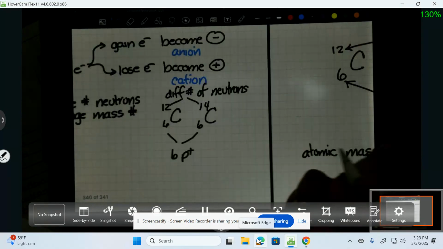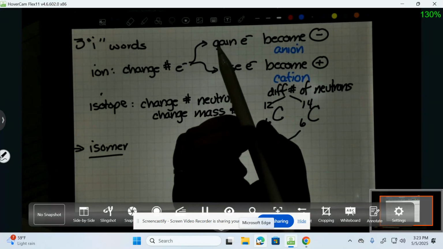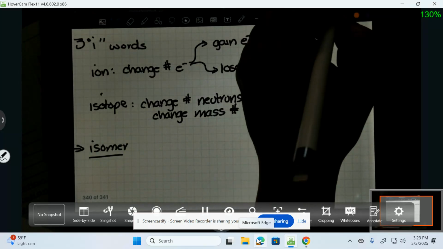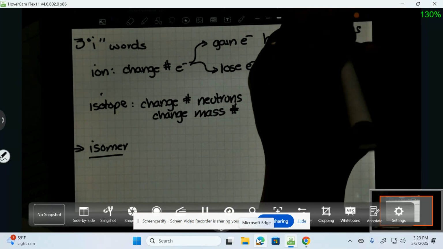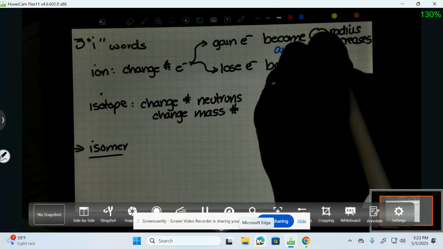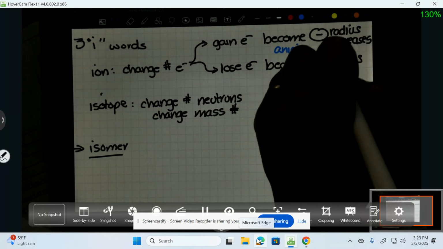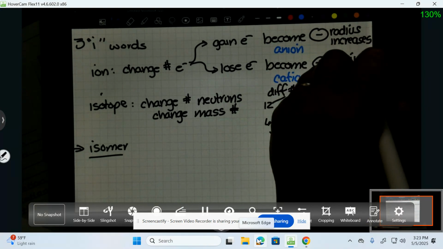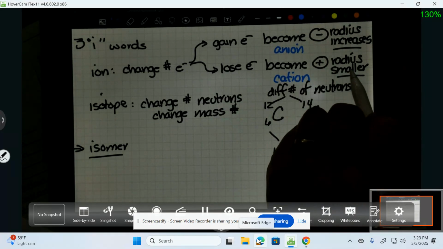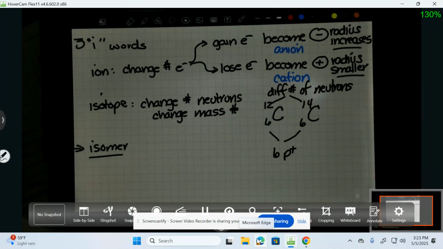Oh, I didn't say this, but it's on here. So, when you gain an electron and become an anion, your radius becomes bigger. And when you lose an electron and become a cation, your radius gets smaller. It has nothing to do with the actual electrons, but it has to do with the fact that if you lose an electron, you lose a ring. If you gain an electron, now we've got two negatives next to each other. They're going to push apart from one another and become slightly larger.